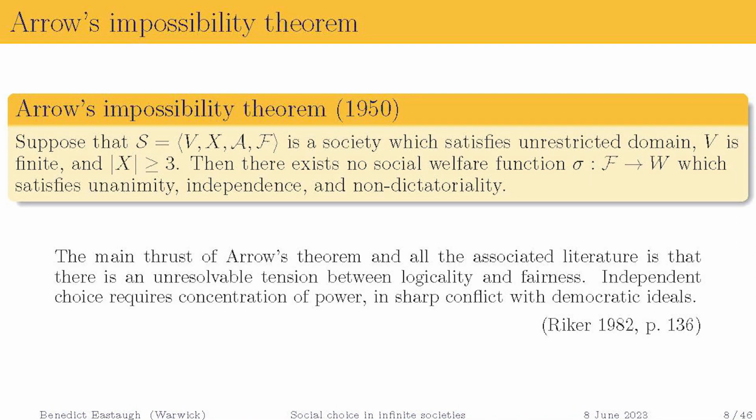So here's a quote from a political scientist, Riker, from 1982. And this is not exactly a representative quote of the reaction to Arrow's theorem. It's maybe at the extreme end, but nonetheless, it does give you a flavor of what people thought the upshot at least might be. So Riker says, the main thrust of Arrow's theorem and all the associated literature is that there's an unresolvable tension between logicality and fairness. Independent choice requires concentration of power in sharp conflict with democratic ideals. So there's this idea that we can't have both democracy, meaning populist democracy, and consistency and transitivity.